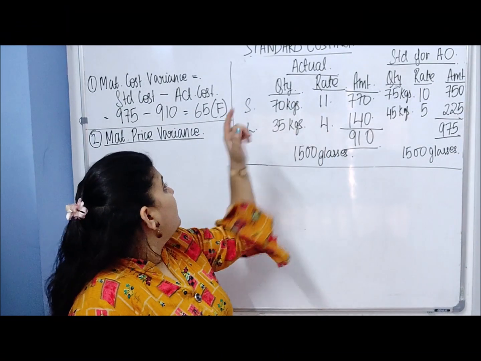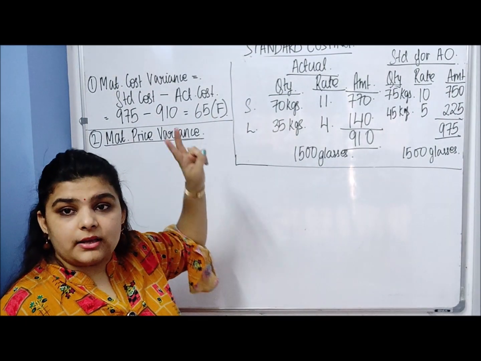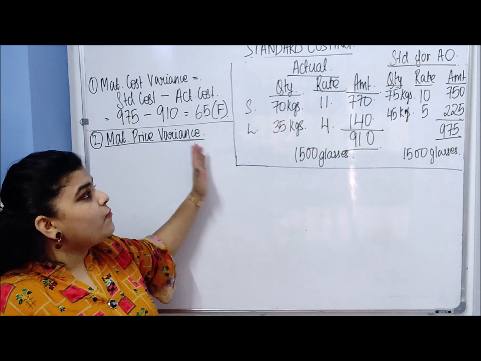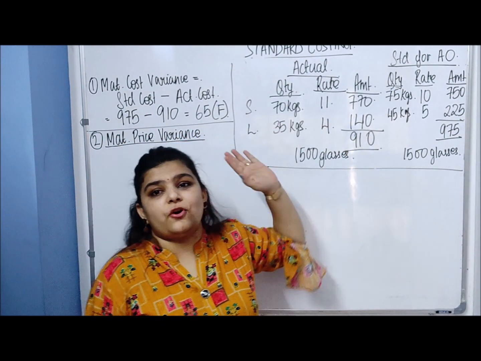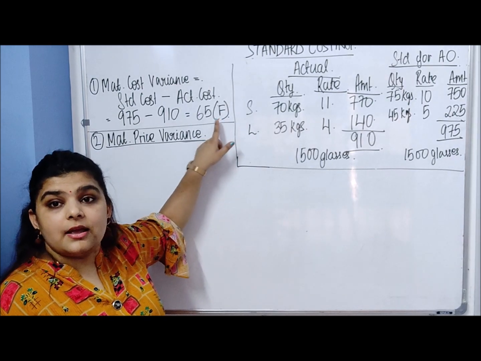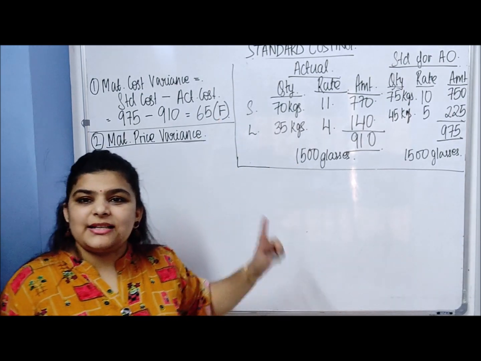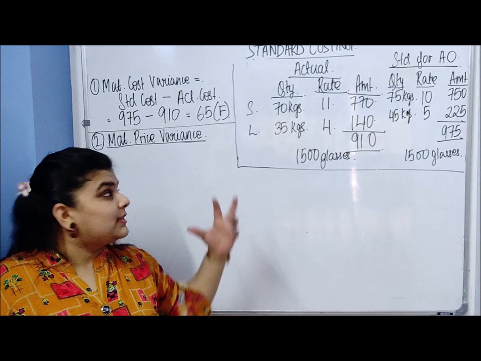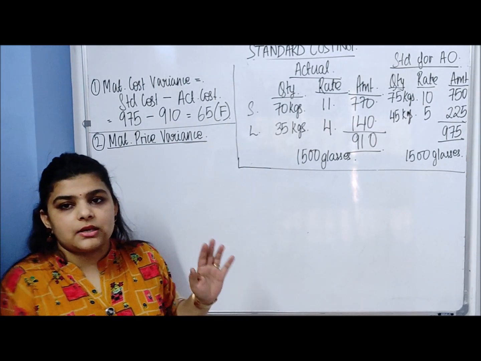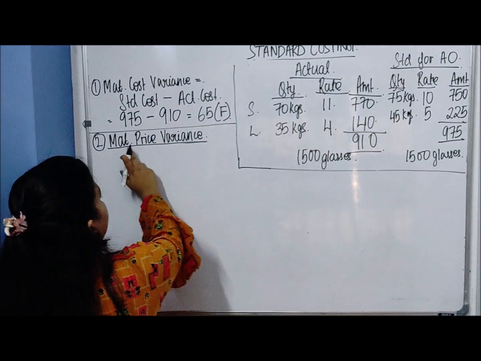Now what do we mean by material price variance? As I told you, the variation that we have got is because of two reasons. Out of those two reasons, how much can I blame the price for the variance? Now you will say, ma'am, why is there a need to blame? This is favorable, right? It is favorable, but still I want to know because this is a variance. How much is the price responsible for this variance? So how do we calculate the price variance?